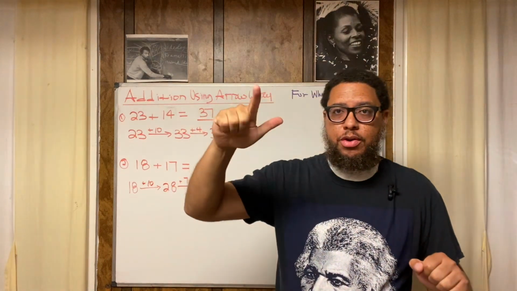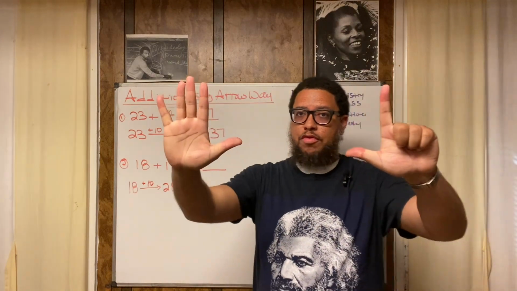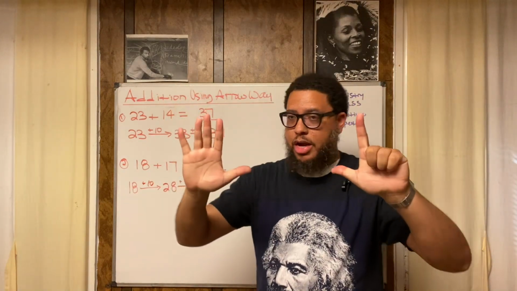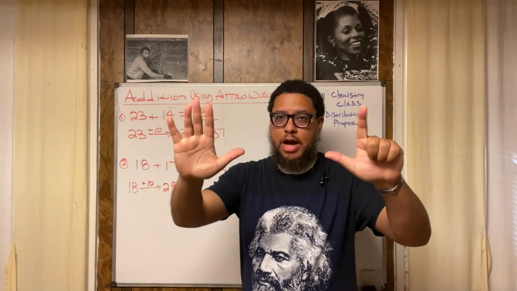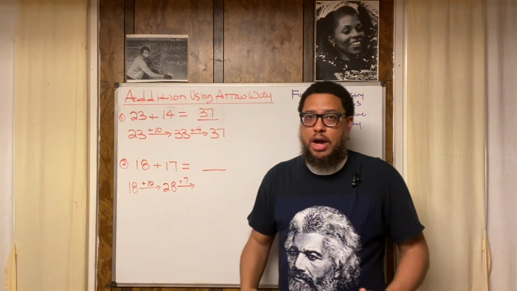So we go 29, 30, 31, 32, 33, 34, 35. That's 7 fingers, right? We added 7. We stopped at 35. Therefore, the sum is 35. That's the final answer. Final answer is going to be 35, right?